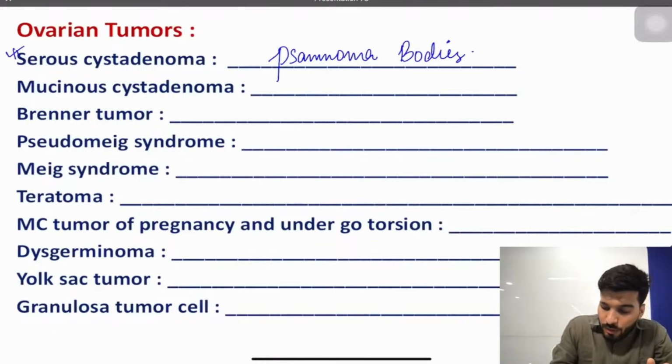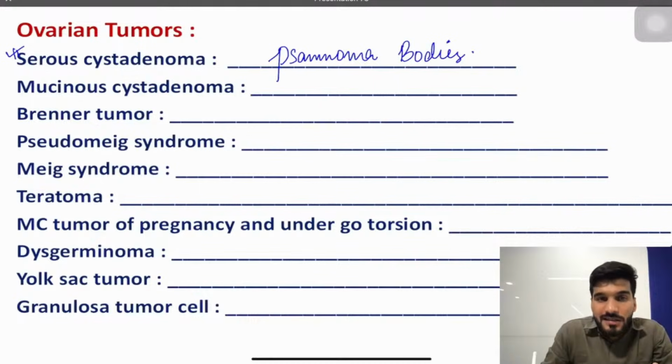And now this psammoma body is a kind of common body that everyone knows. It is also seen in papillary thyroid carcinoma along with the Orphan Annie nuclei. It's also seen with the meningioma. It's also seen with the mesothelioma. It's also seen with the serous cyst adenoma. Meningioma, M is 2, like mesothelioma and meningioma, papillary thyroid carcinoma, hai na?